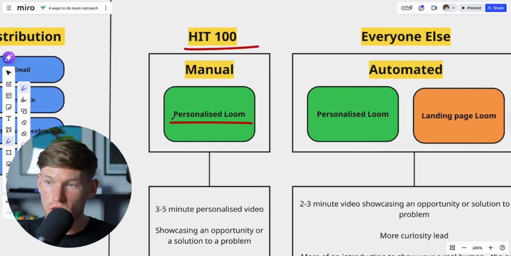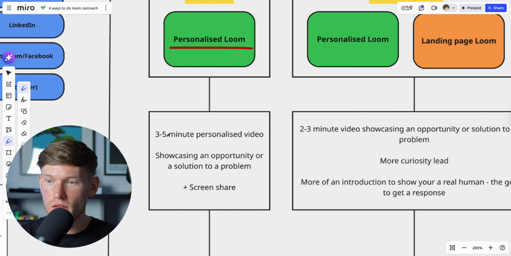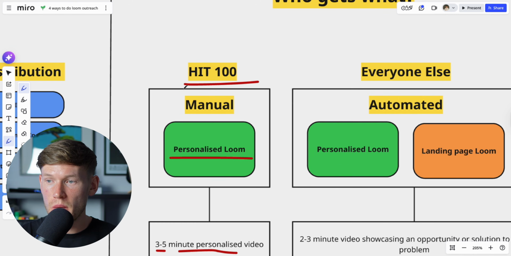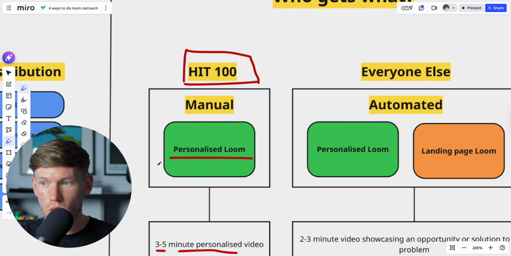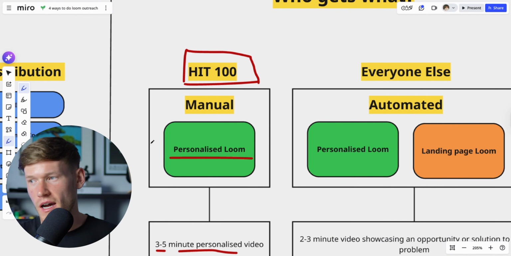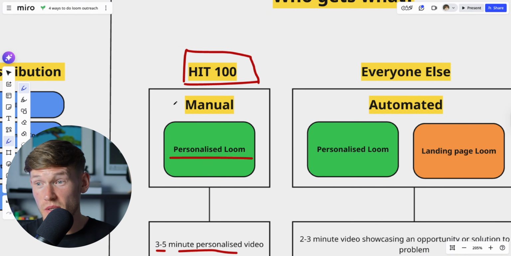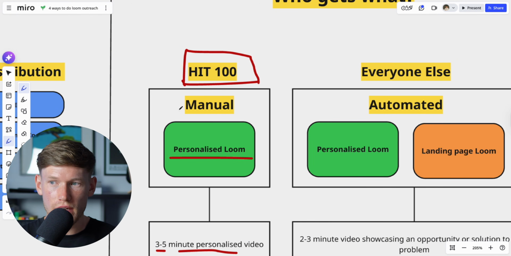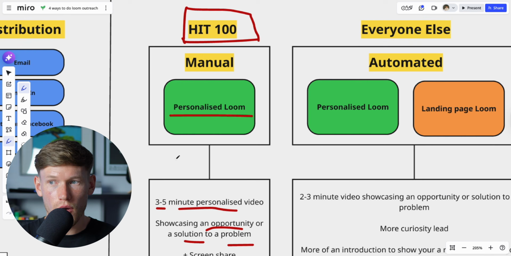I always get people to start by reaching out to all these people manually, doing personalized Loom videos, which is a 3 to 5 minute personalized video, showcasing the opportunity or a solution to a problem, plus a screen share. So these people, you want to spend a bit more time and effort and energy reaching out to them. You don't want to burn any bridges with some shitty automation that you don't know how to use yet, and then it burns your reputation. With these guys, be very controlled and reach out to them. Show them that you're putting in quite a lot of effort.